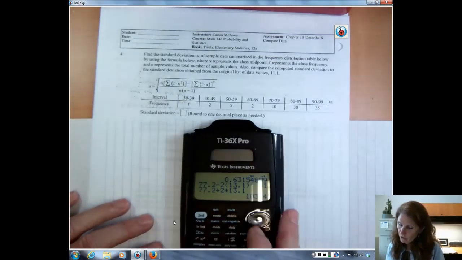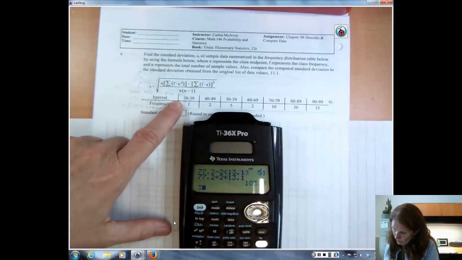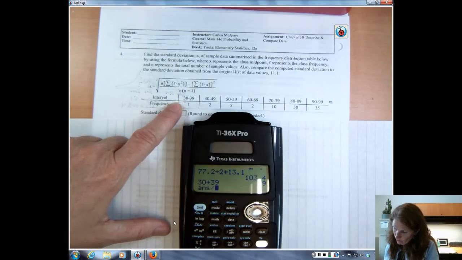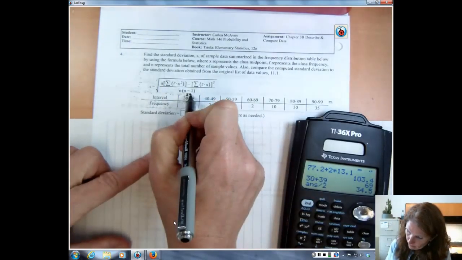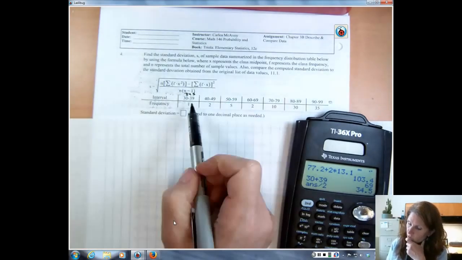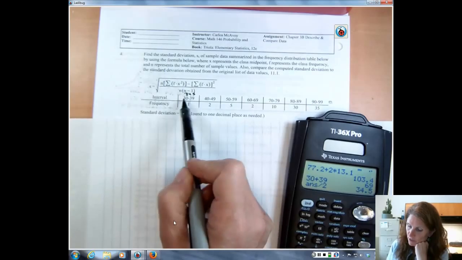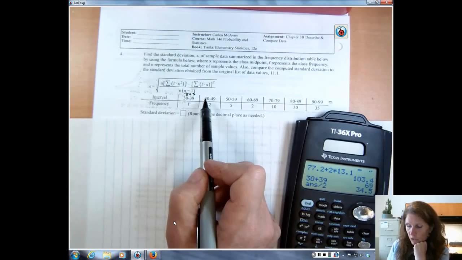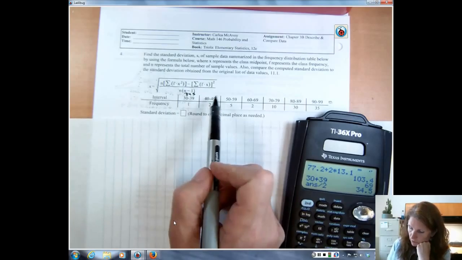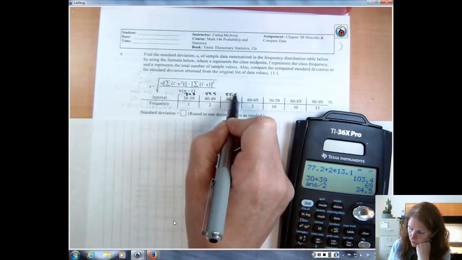But we do need to know what the midpoint is, right? So if we have 30 plus 39 and then divide by 2, we get 34.5. Now you can see if you subtract your lower class boundaries, 40 minus 30, that the class width is 10, which means that your midpoints are also going to be 10 apart. So I don't have to do any more calculations here. I know it's going to be this.